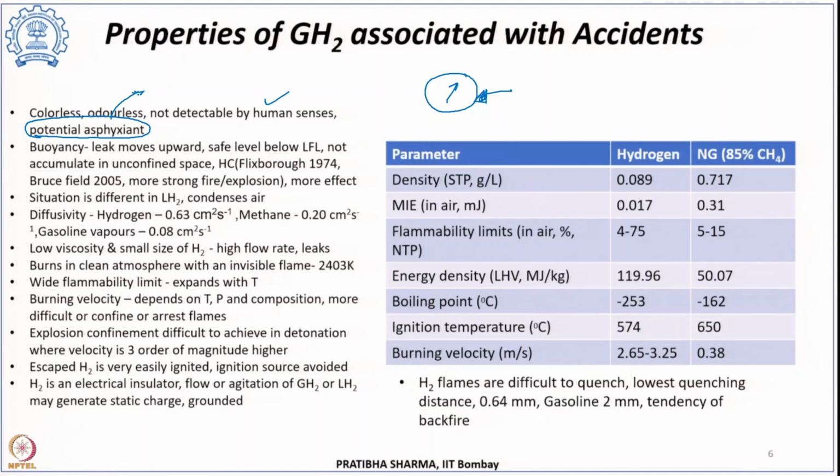human health hazard related issue, like when the oxygen level is reduced below 20%. This is important, you can remember: below 20% oxygen level, different human health hazardous issues will come.